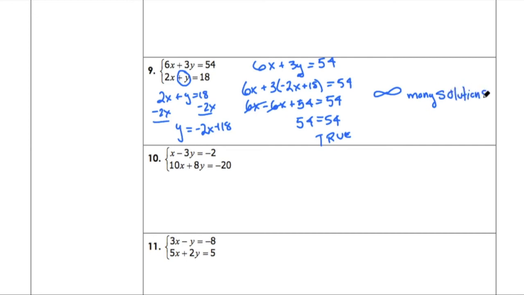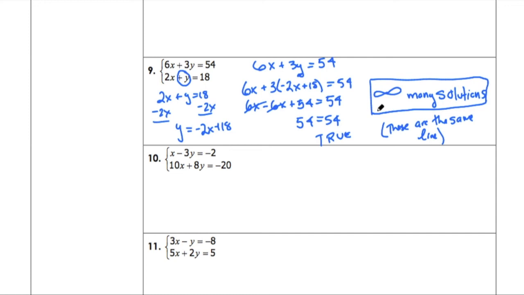So when we get a true statement, this means that there are infinitely many solutions. How is that possible? It's possible because these are actually the same line. If we were to actually solve both of these equations for y, the first equation would actually also be y equals -2x plus 18. They're the exact same line graphed on top of each other, so that means they intersect in infinitely many places. There are infinitely many solutions to this system of equations.